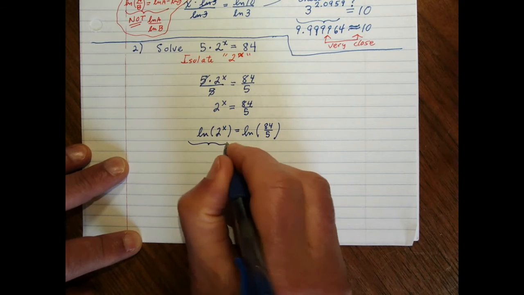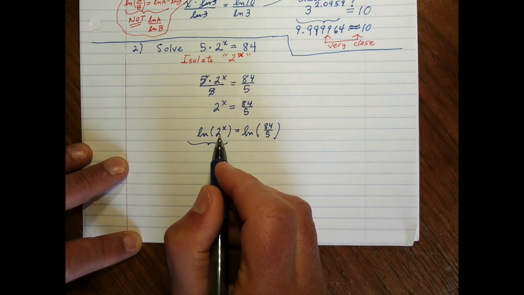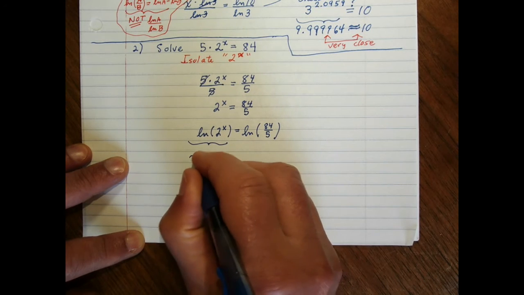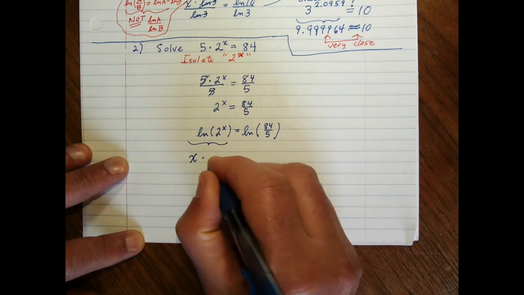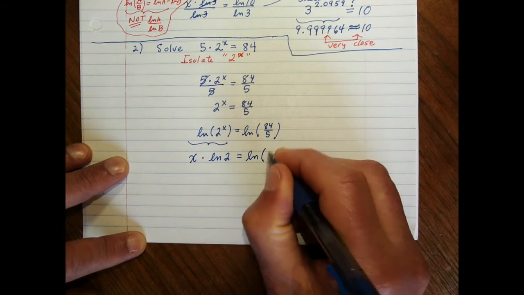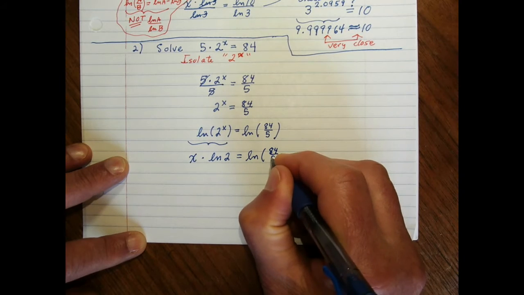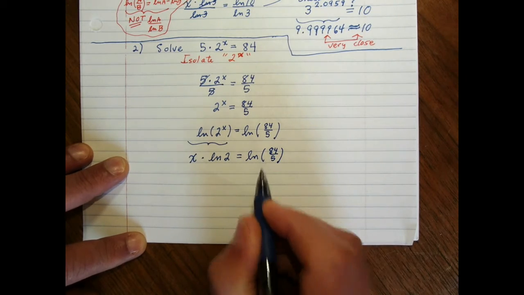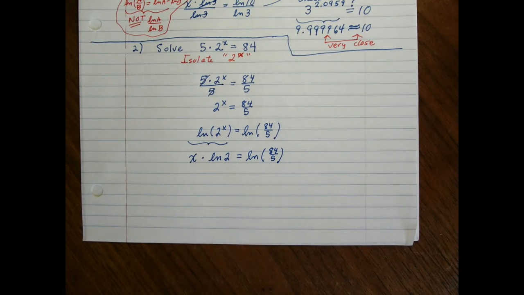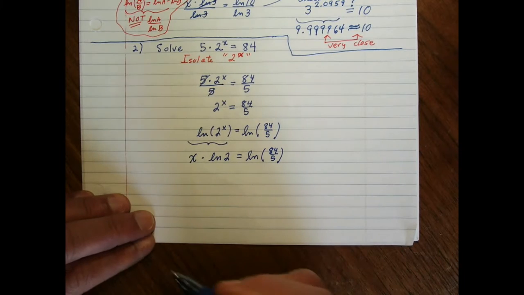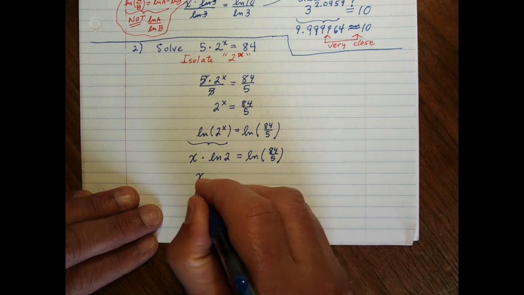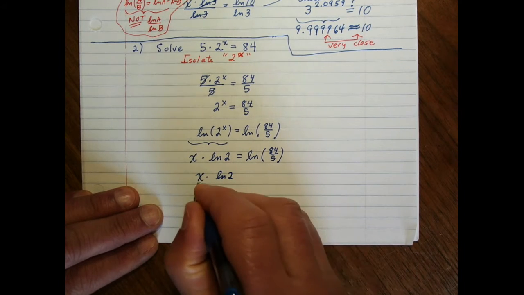I can rewrite the left-hand side just like we did in the first example, applying our third law of exponents. This exponent: x times ln of 2 is equal to ln of 84 fifths. I'll keep the parentheses because I have something complicated in there. 84 fifths, if you prefer to write that as a decimal, that's fine. I'm just going to leave it as a fraction. And now to solve for x, I'm going to divide both sides of this equation by ln of 2.